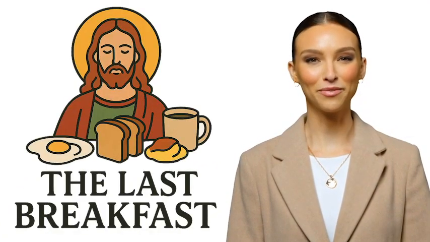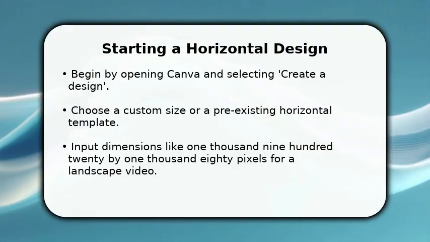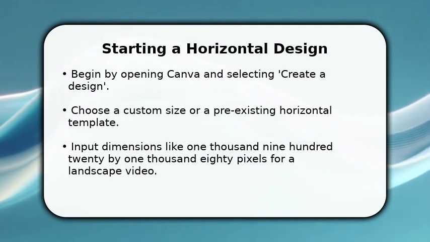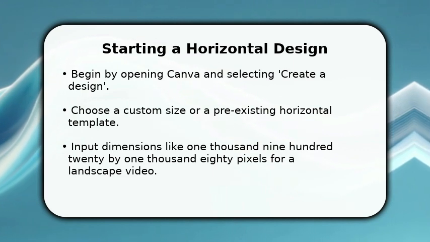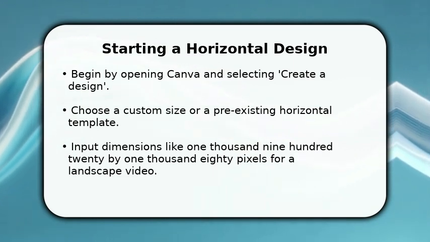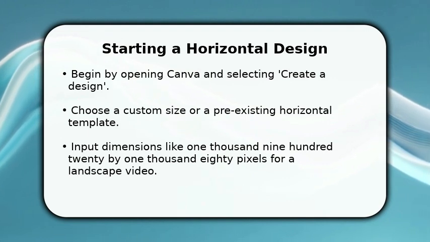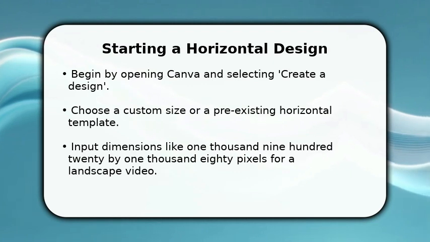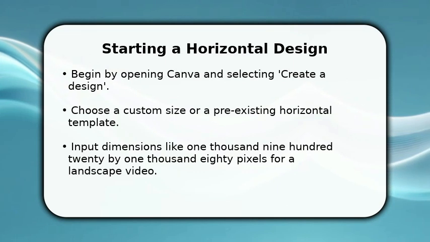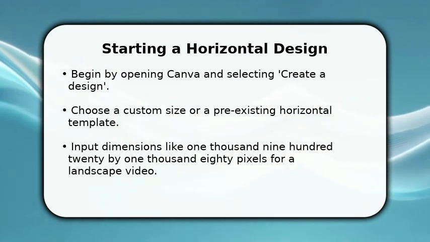Please enjoy the video. In this video, I will explain how to make Canva horizontal. To begin, open Canva and click Create a Design in the top right corner. You can then choose a custom size or select a pre-existing horizontal template. For example, input dimensions such as 1920 by 1080 pixels for a standard landscape video.